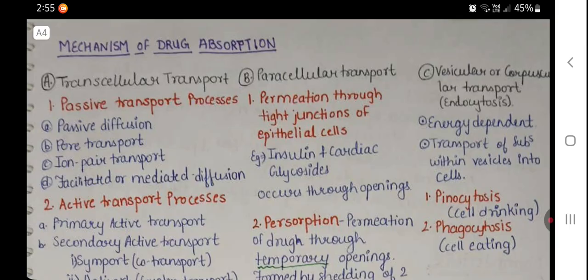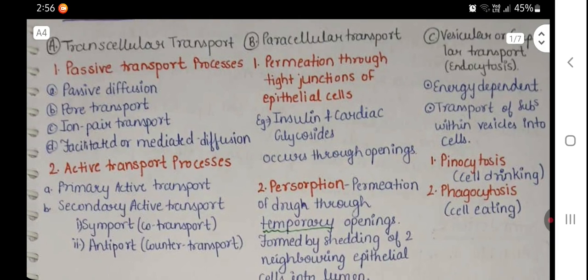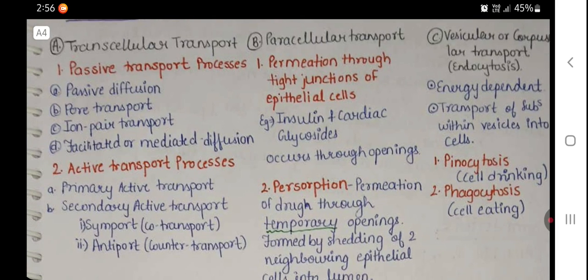Transcellular transport, it is also known as intracellular transport, and in this the passage of the drug across the GI epithelium. Paracellular transport, it is also known as intercellular transport. In this the passage of drug between the GI epithelium. Next, we will see about transcellular transport. It is further classified into two.